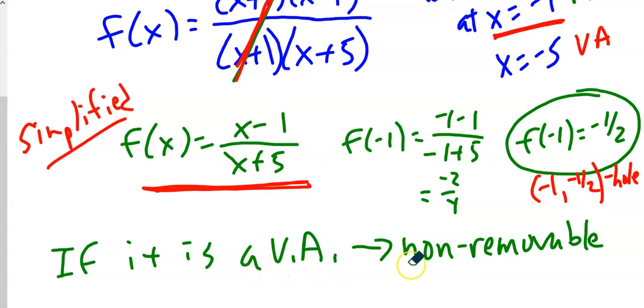A vertical asymptote is not removable. Okay? So hopefully that makes a little bit of sense. You're going to see a couple questions in your homework talking about that. That's why I wanted to emphasize that just a little bit.